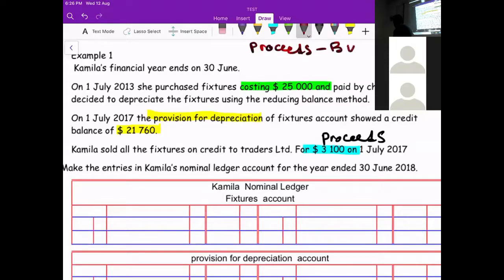proceeds minus book value. Your proceeds is 3,100 minus book value, which is 25,000 minus 21,760. So how much is your profit or loss? Loss 1,140. Why loss? Because you get negative. So you got this one loss also. So now you got 4 pieces of information. Based on these 4 pieces of information, do your account faster.